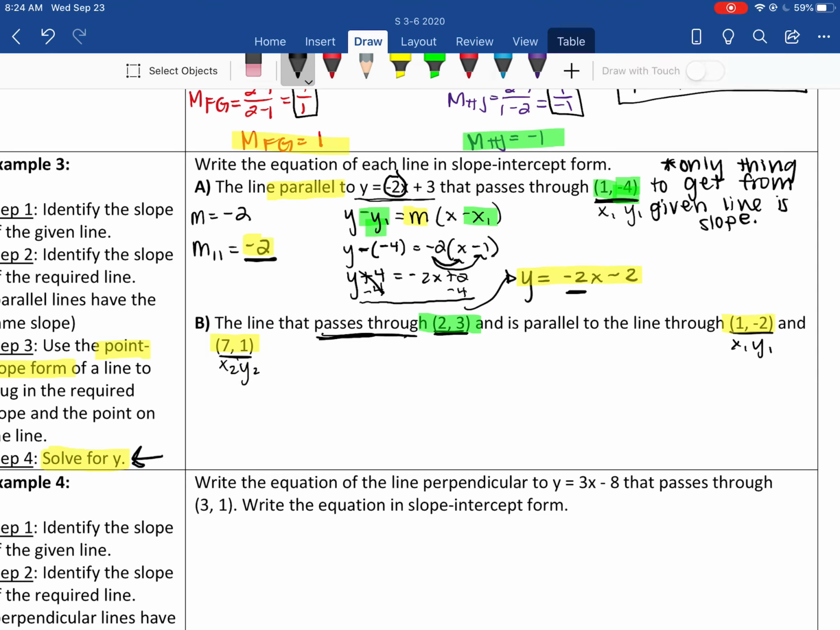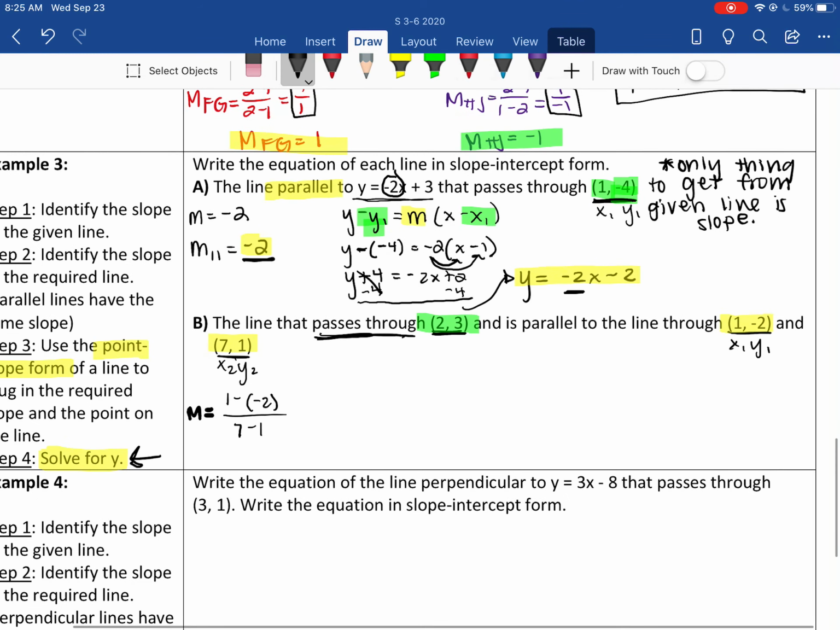So this is my x1, y1, x2, y2. So when we plug that in, we get y2 minus y1 is 1 minus negative 2 over x2 minus x1, which is 7 minus 1. So 1 minus a negative 2, that becomes a plus. So that's really 1 plus 2, which is 3. And then 7 minus 1 is 6. So when we simplify this, we get 1/2. So our given slope is 1/2. Our new parallel slope is also going to be 1/2.